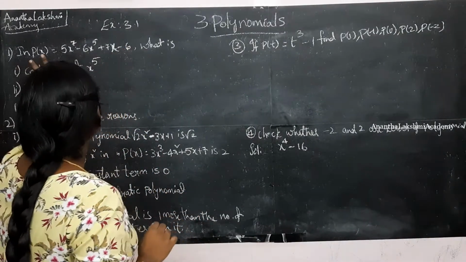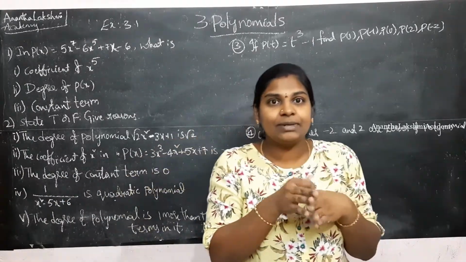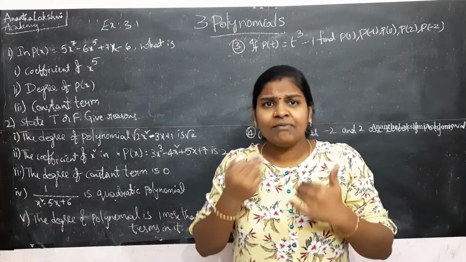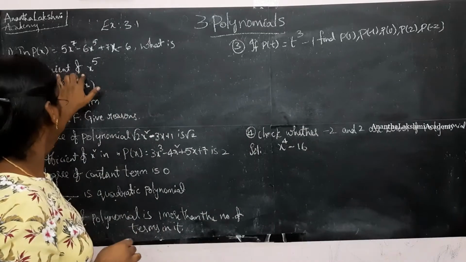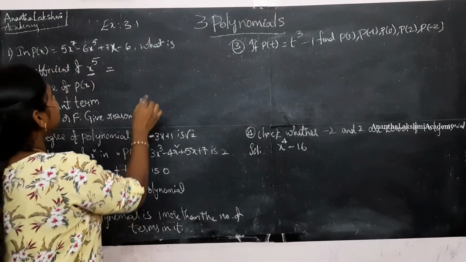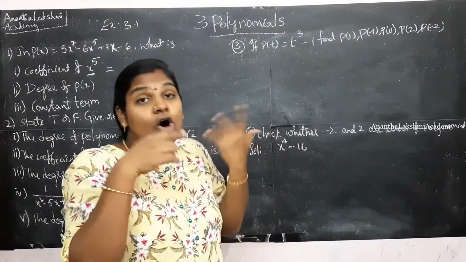And now, the coefficient of x power 5. What did we say? Coefficients are nothing but the constants that are available next to x when we are looking at an expression. Here, they are asking us the coefficient of x power 5, which is nothing but 6 or minus 6. Now, many of the students get confused here, either 6 or minus 6.